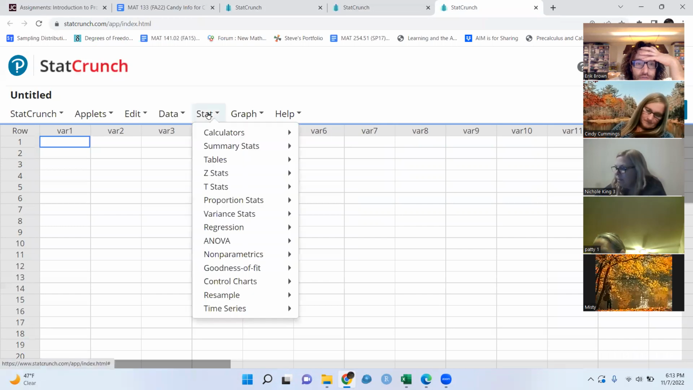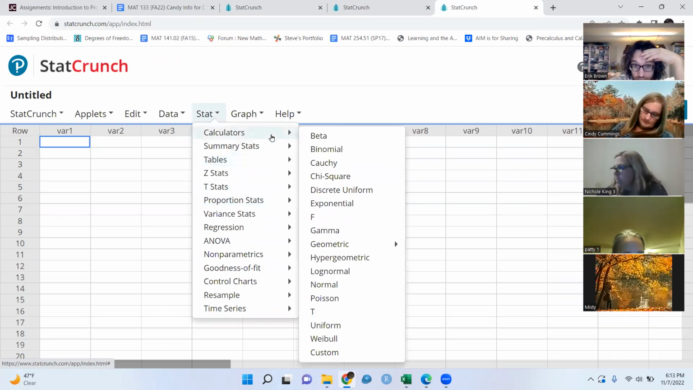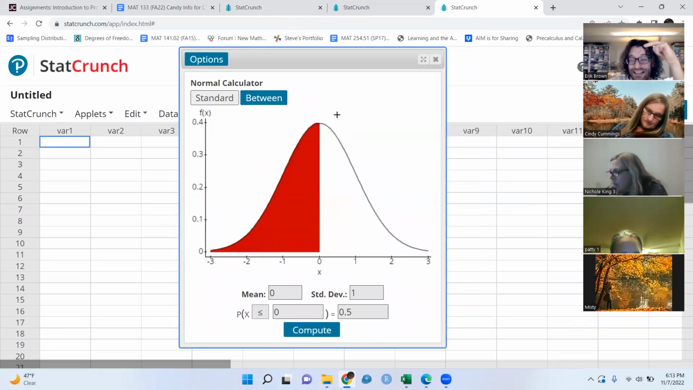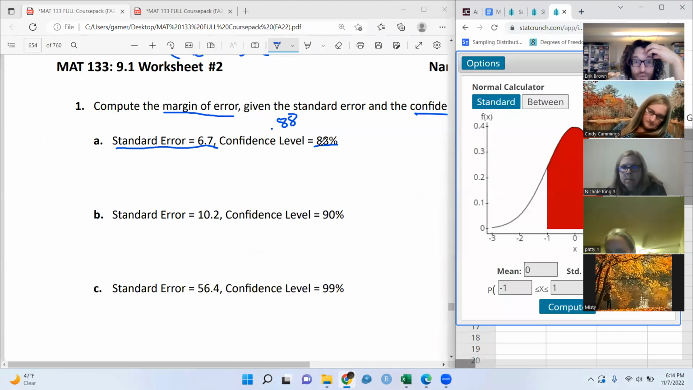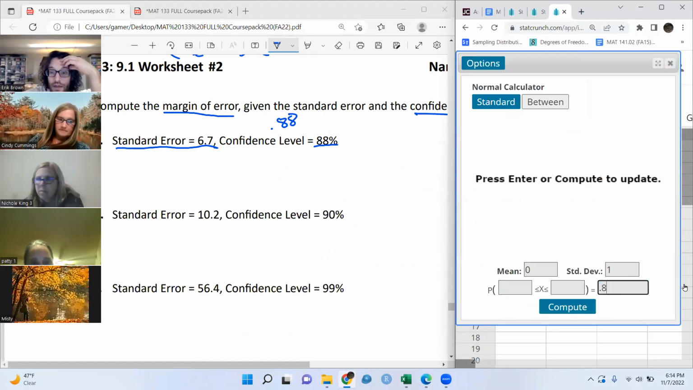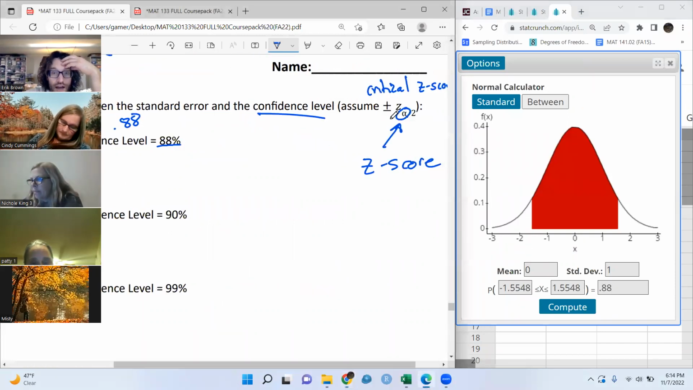Just like in chapter 7, by the way, this is the whole point of chapter 7. This is the whole reason we did all that mess in chapter 7, was so that we could go to calculators, the normal calculator. We could note it's a z value that's a critical value. So we'd leave the mean as 0 and the standard deviation as 1. We use the between option and we smash in the 0.88 as the area, and Shazam, we've got the critical z values.